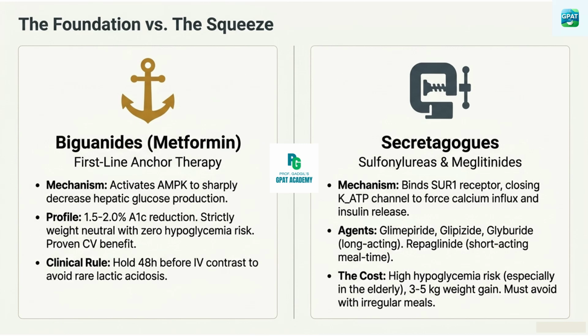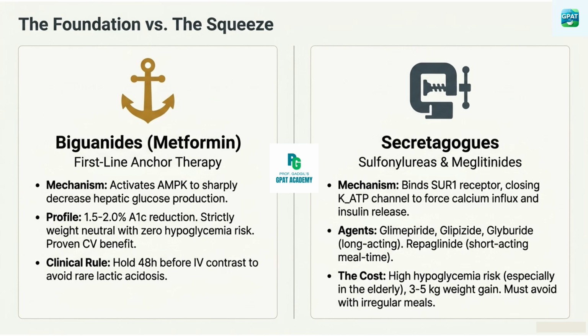Adverse effects include GI, that is diarrhea, nausea, bloating, and hence start low and go slow. Rare lactic acidosis, risk if renal failure, hypoxia, or alcohol. Contraindications include eGFR less than 30 ml per minute, unstable CHF, severe liver disease, and metabolic acidosis. Note: hold 48 hours before IV contrast, as there is risk of lactic acidosis, and hence restart after normal renal function.